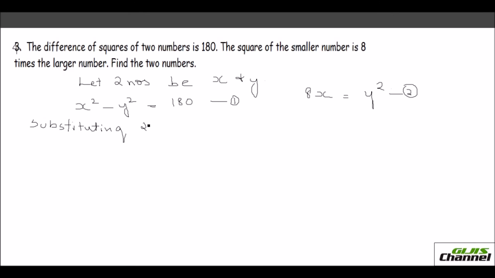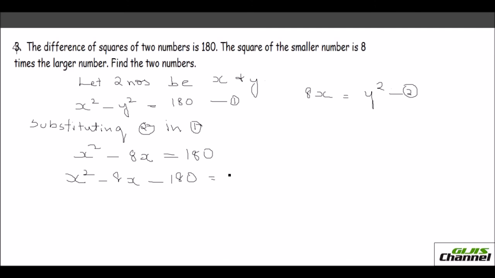Now I am going to plug in equation 2 in equation 1. Substituting equation 2 in 1, what happens? I am going to replace the y squared by 8x. So I get x squared minus, for y squared I put 8x, equals 180. Bring them to one side, you get a quadratic equation. So half of the problem is done.